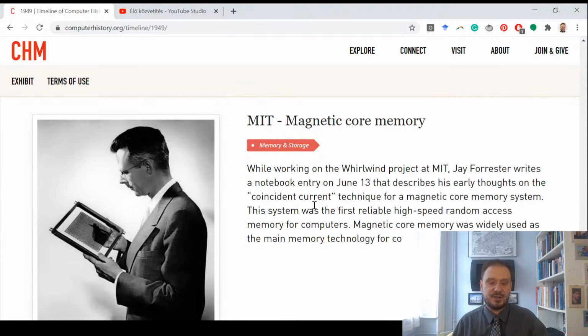Going further in development of memory, while working on the Whirlwind project at MIT, Jay Forrester, the one who attended Moore School, wrote a notebook entry that describes his early thoughts on a coincident current technique for a magnetic core memory system. It was a first reliable high-speed random access memory for computers, or RAM. And the magnetic core memory was widely used as the main memory technology for computers well into the 1970s.